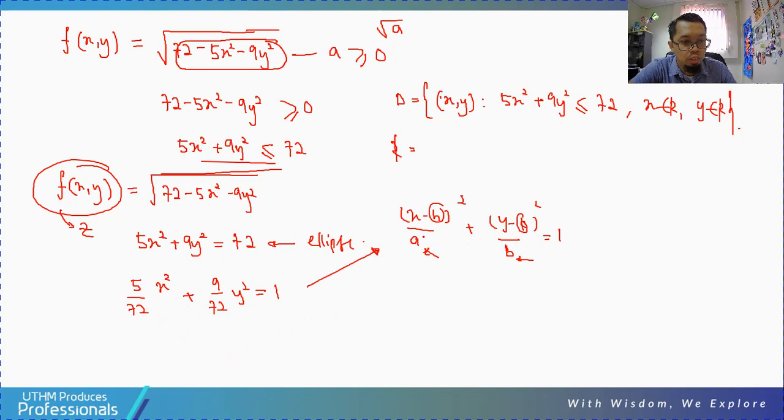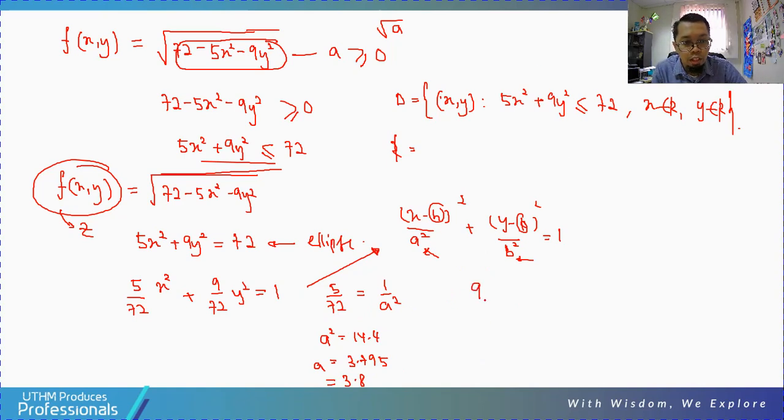So you take 5/72 equal to 1 over a². So solving, a² equals 14.4. So a equals 3.7995, or about 3.8.